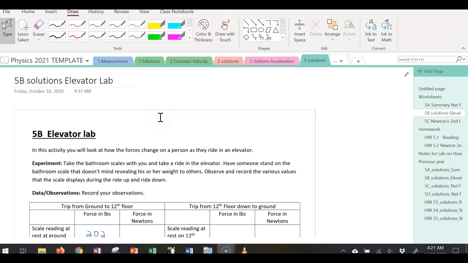So let's watch the video that shows how his weight is changing. Here we see that when he's at rest on the ground floor, at the beginning of the video, his weight is 202 pounds. Notice here, before we start the video, how to read the scale. There are 5 divisions between 200 and 210, so each division on this scale is equal to 2 pounds. So his weight when he's at rest on the ground is 202 pounds.